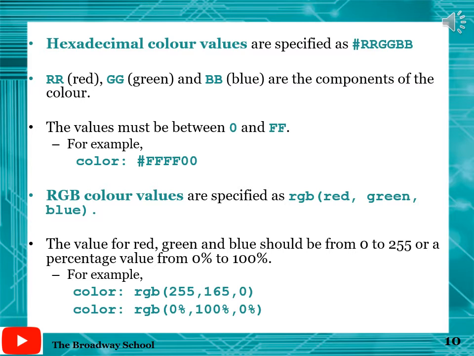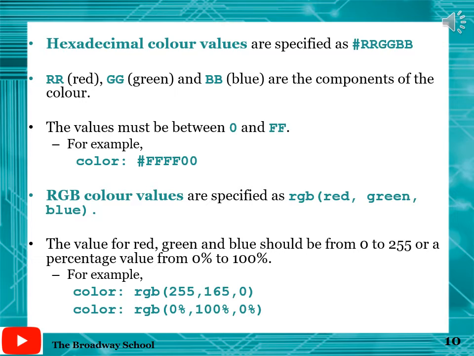Hexadecimal color values are specified as hash sign RRGGBB. RR stands for red color code, GG stands for green color code, BB stands for blue color code, and you will range values from 0 till FF. The lighter tone will be 0 and the darker tone will be FF. For example, color hash FF00 means dark red, dark green, and 0 will be of black color. So it will make another new color.